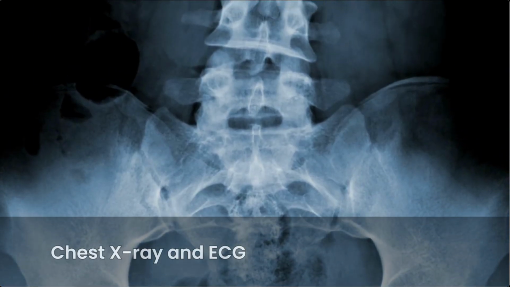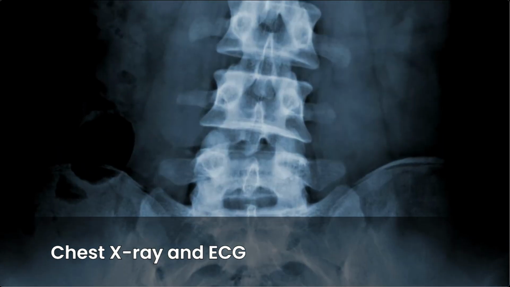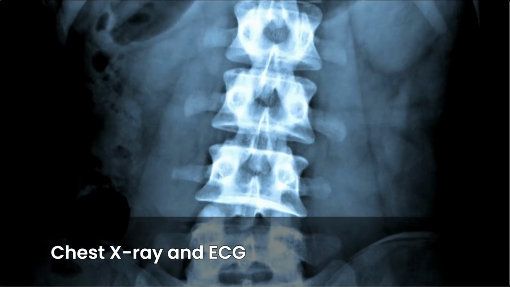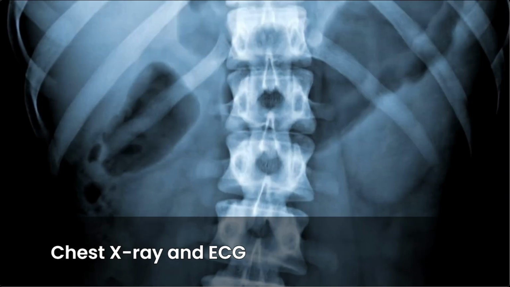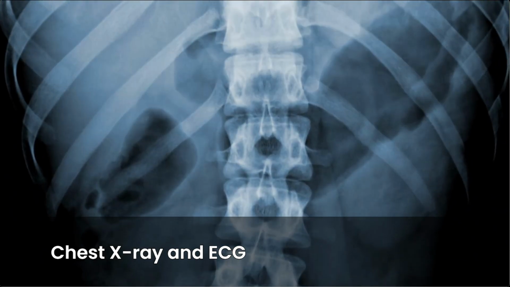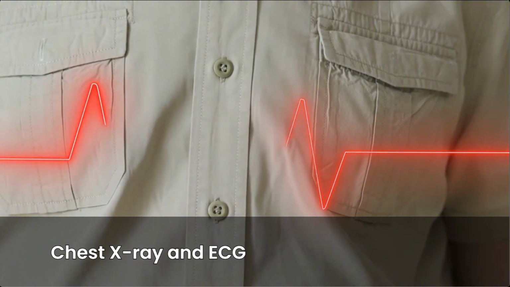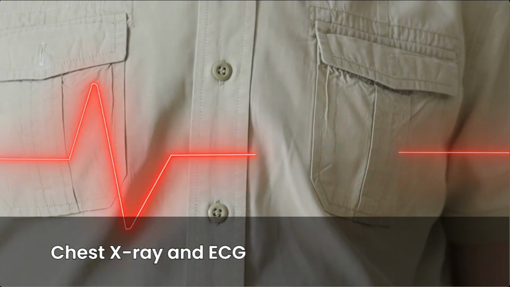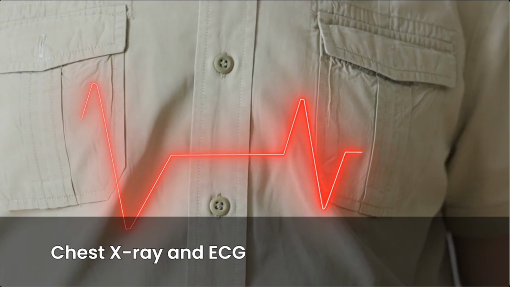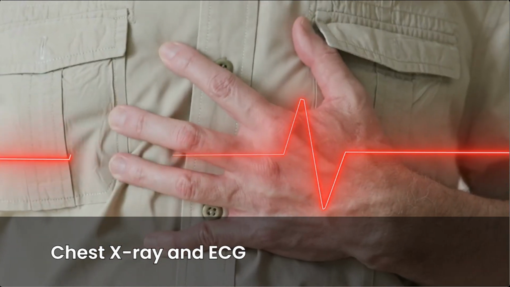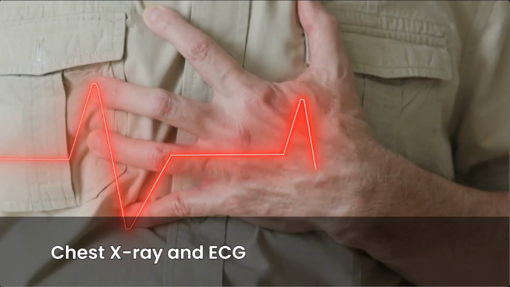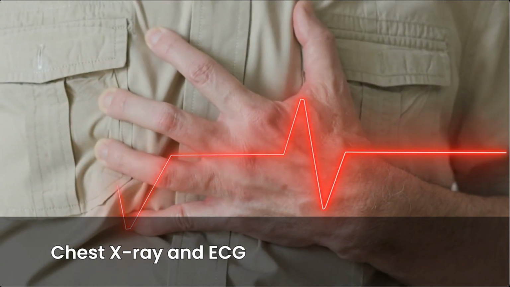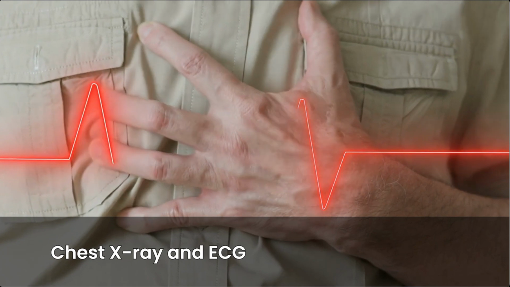A chest X-ray is a basic imaging test that can show the condition of the heart and lungs, and can indicate if the heart is enlarged, which might be a sign of certain aortic valve diseases or heart failure. An electrocardiogram, ECG or EKG, is a quick test that records the electrical activity of the heart, showing its rhythm and rate.